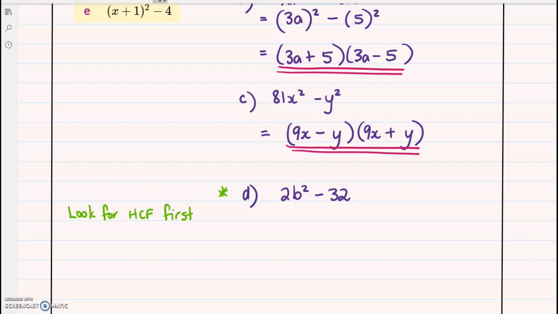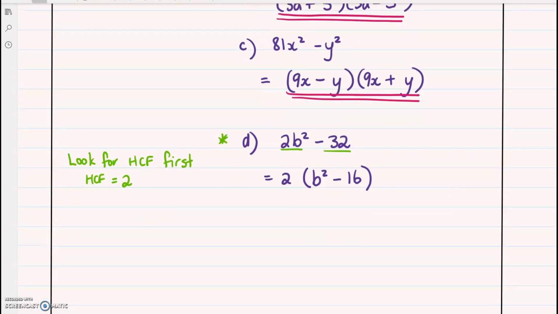What we did last lesson was looking for the largest thing that goes into the 2b squared that also goes into the 32. And that highest common factor in this one is 2. They're both even numbers, so 2 goes in. So what I will do first is take the 2 out. This is from our lesson last Friday. If I take the 2 out the front, it will leave me with b squared, because you say to yourself, what do you times 2 with to get 2b squared? I need the b squared. There's a minus sign. And what do I times 2 with to get 32? It needs to be 16.